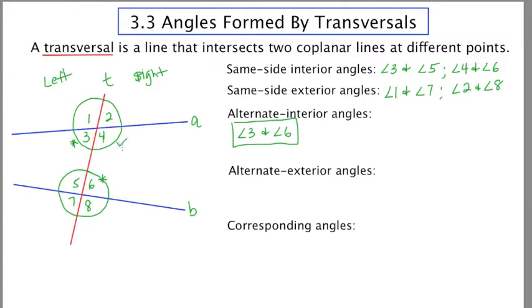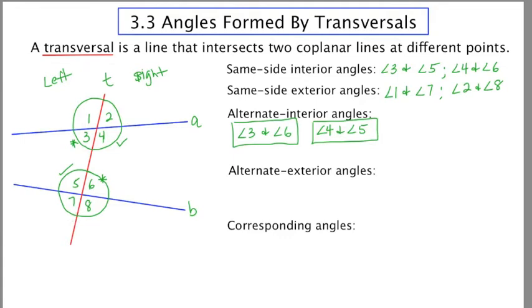But there's another pair. If I take a look, angle 4 is in the interior region. It's on the right-hand side. So now I'm going to pick an angle from this cluster which is also in the interior region, but on the left side. That leaves us with angle 5. So angle 4 and angle 5 are also alternate interior angles. Okay, alternate exterior, as the name would imply, means alternating sides of the transversal, but this time the exterior regions.